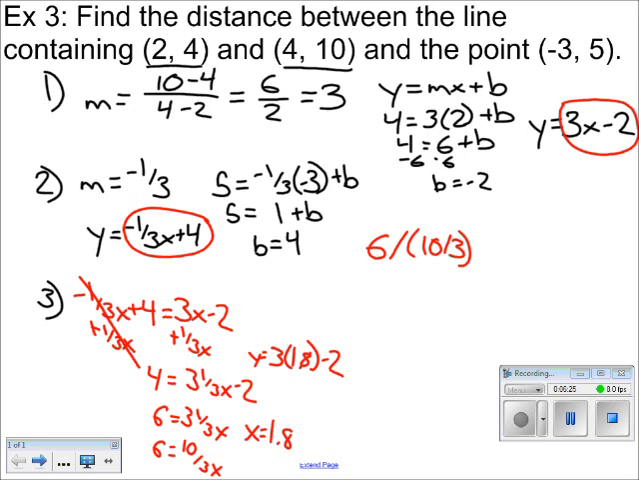How'd you get that? I just took 3 and 1/3. 3 times 3 would give me 9, so 3 is the same thing as 9/3. And then I had one more, so 10/3. Yeah. We get 3.4 is the y value. Then my ordered pair is (1.8, 3.4). So now I know my point of intersection.